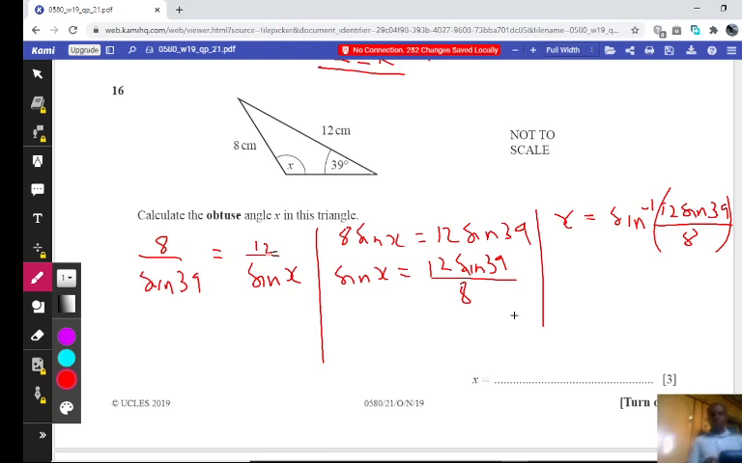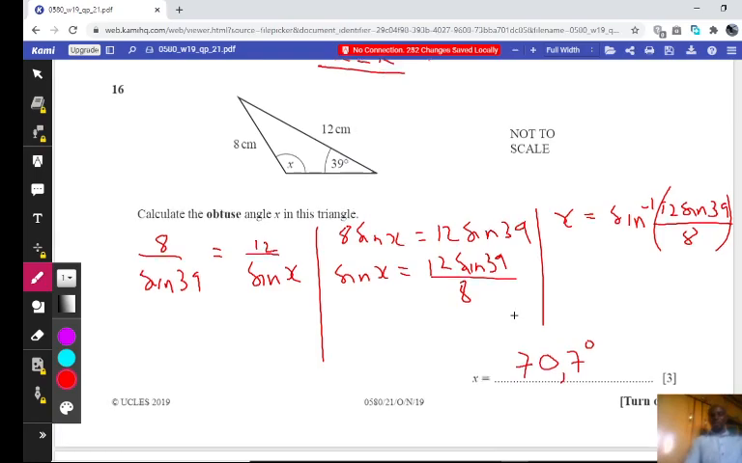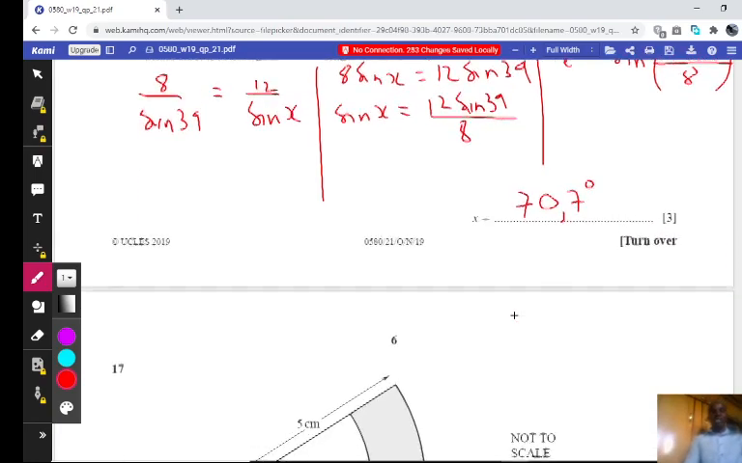You say equals to, then you say divided by 8 equals to, then after that you say arc sine. First you press second function, then you say alpha, then you press answer. So arc sine of the answer that you have obtained, then you get 70.7. So based on our instructions, degrees were supposed to be left to one decimal place, so it will be 70.7 degrees. Please don't forget to put degrees.